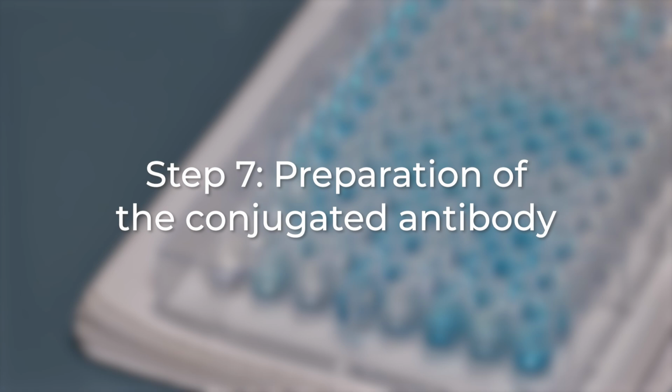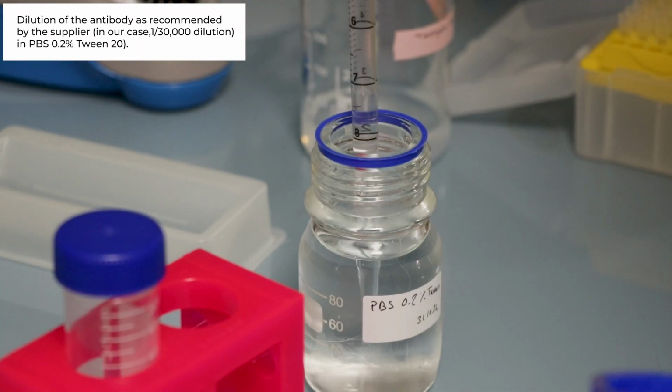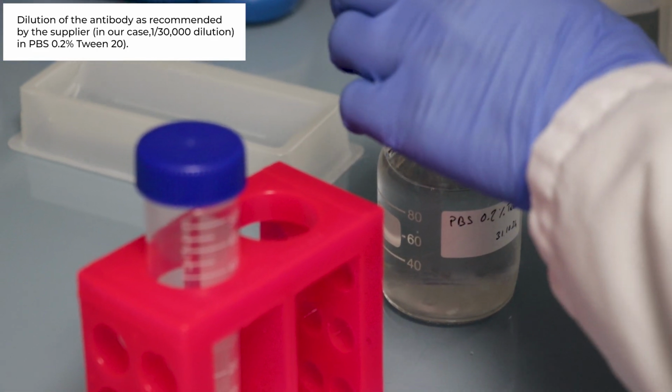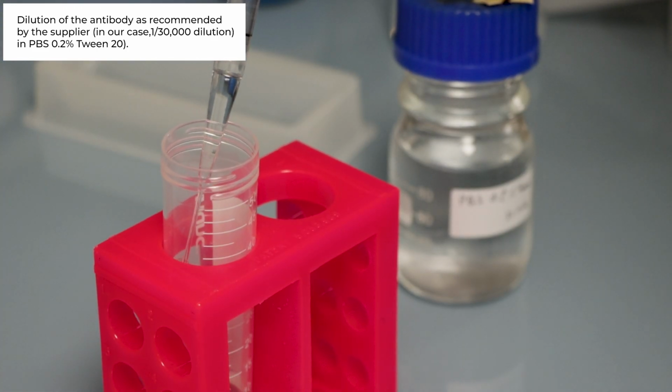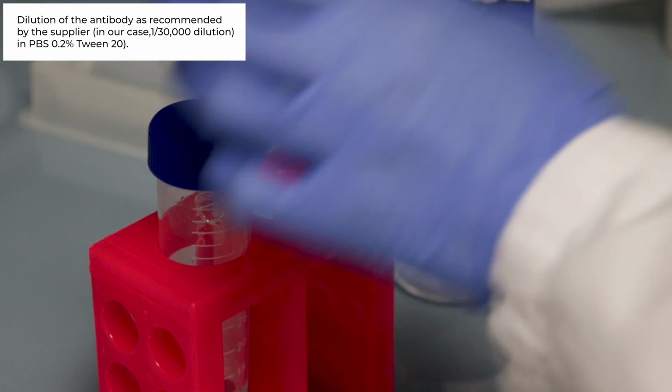Step 7. Preparation of the conjugated antibody. Dilution of the antibody as recommended by the supplier, in our case 1 in 3000 dilution, in PBS 0.2% Tween 20.